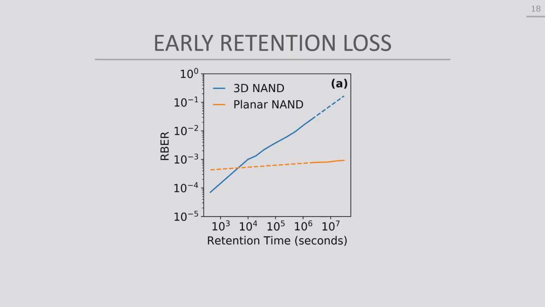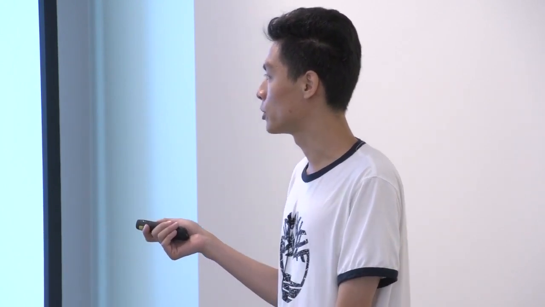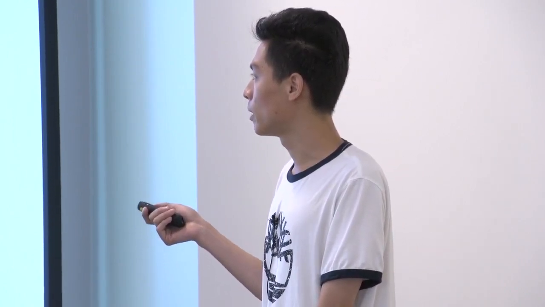So this is the real characterization result of the retention error. The x-axis is the retention time in logarithmic scale, and the y-axis is the raw bit error rate in log scale. Here we're comparing the planar NAND retention error, which is shown in orange color, with the blue color, which shows the 3D NAND retention errors. So we can see that the retention error actually increases even faster than the planar NAND retention errors.